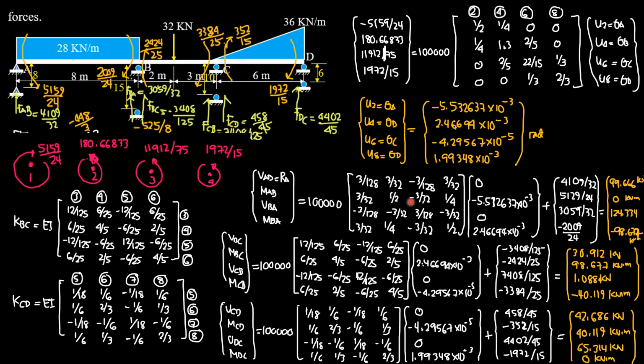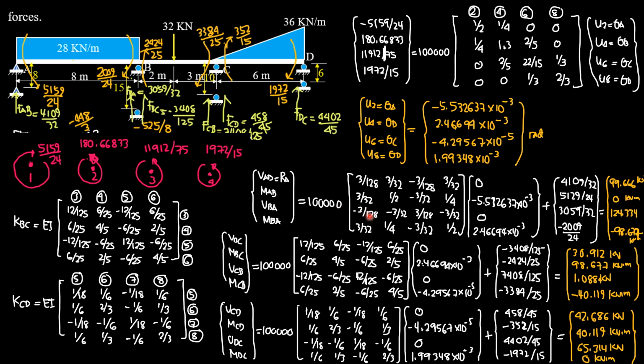So 1/2 of negative 5.532637 times 10 to the negative 3 plus 1/4 of 2.46694 times 10 to the negative 3, times 100,000, plus 5129/24. That is equal to 0 as expected.